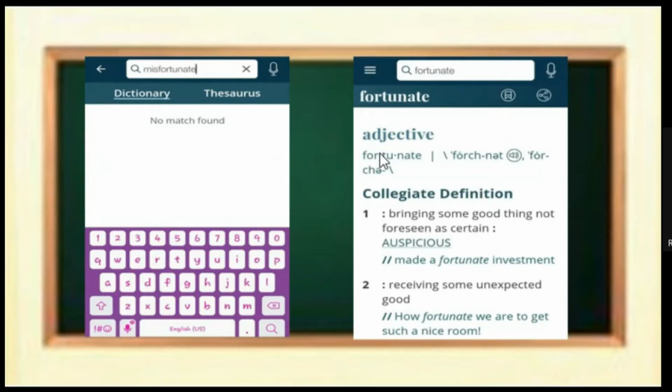Ah, you forgot already? Miss means wrong, that's correct, diba? That's miss, okay? So, when you say fortunate, it's bringing some good thing not foreseen or as certain. So, when you say misfortunate, then it's the opposite. Not bringing some good things not foreseen as certain, okay? So, that's the last tip that I can give to you with regards to the use of dictionary. So I hope you remember all those.